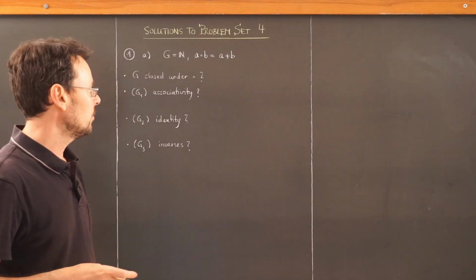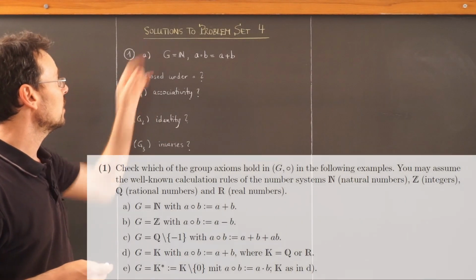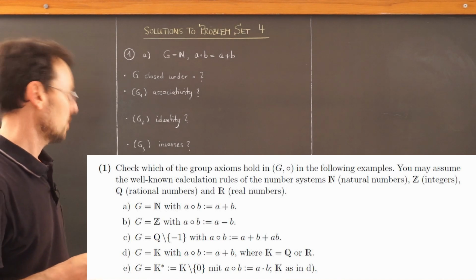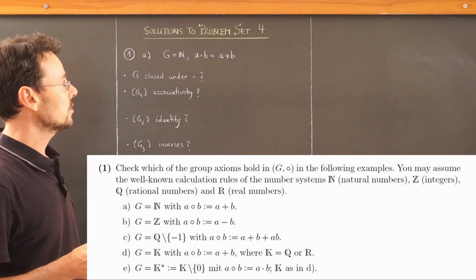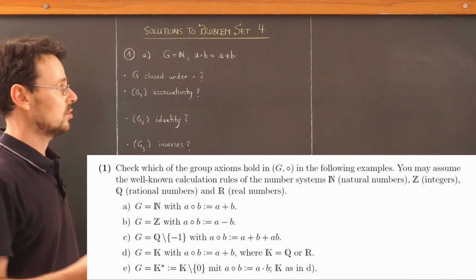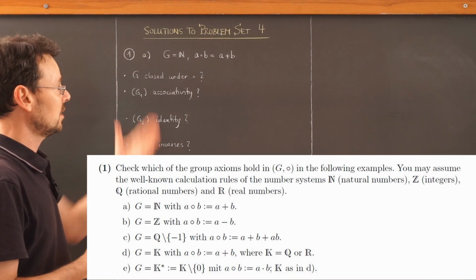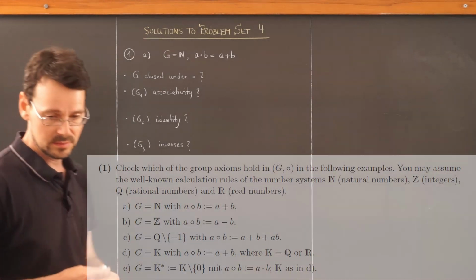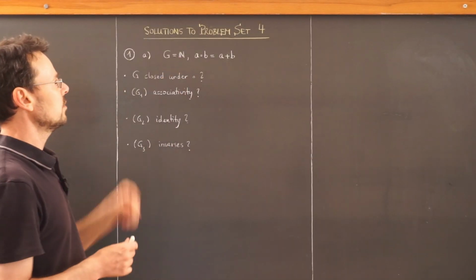Welcome everybody. We are taking a look at the solutions to problem set number 4. Exercise 1 was pretty easy, just to get comfortable with the notion of an operation on a set and checking the group axioms. We start with the natural numbers.